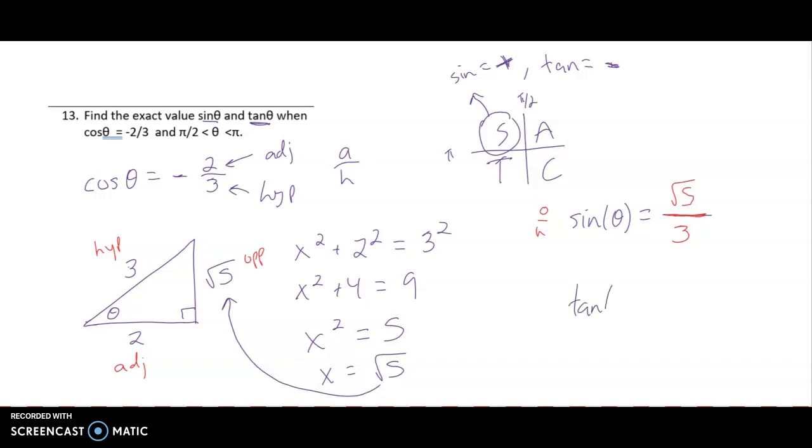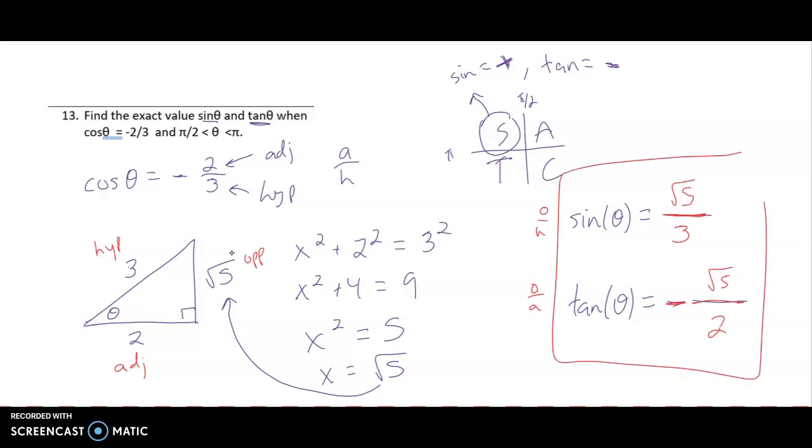Tangent of theta is, notice from this conclusion up here, it's negative. So I'm going to write a negative. And then I'm going to write my fraction bar. All right, what is the opposite? Remember, tangent is O over A from TOA. So what do we get? Opposite is root 5 over adjacent is 2. And it's negative. So those are the two things I'm looking for. The key is that this one's positive and that one's negative. And that we get all of our side lengths right. So there you go.